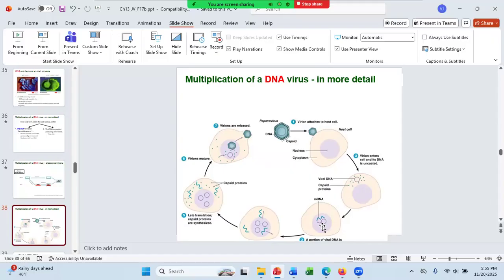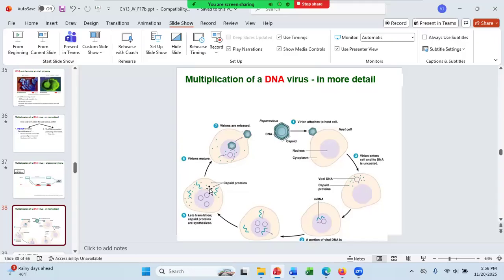The viral DNA can be expressed to make viral messenger RNA. The viral messenger RNA will then move into the cytoplasm. The viral messenger RNA can then make capsid proteins. And here you can see the viral DNA can be replicated at the same time that the viral messenger RNA is moving into the cytoplasm.